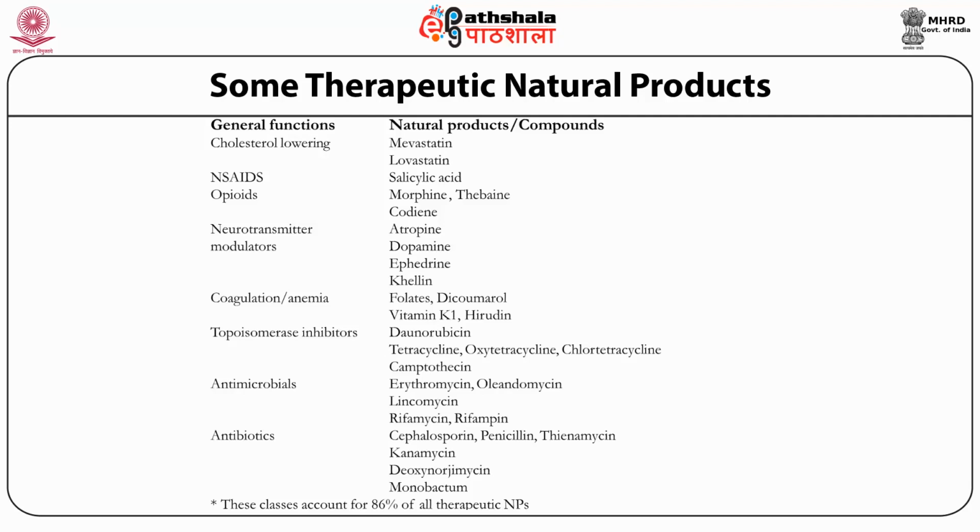In the same way, we can see the second entry of non-steroidal anti-inflammatory drugs, obtained from salicylic acid, which is obtained from willow. Other important natural products are obtained from opium. These are known as opioids. The compounds that belong to this class are morphine, thebaine, and codeine. Morphine is the gold standard for analgesic drugs, to which all new compounds are compared in their activity to inhibit pain.